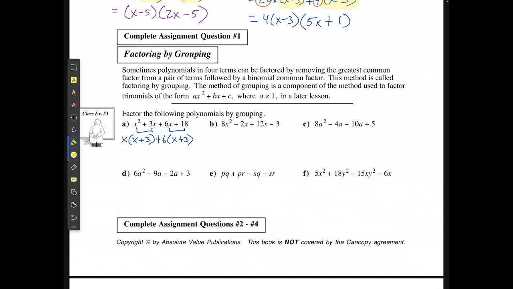Well now, just like in the last examples we saw, x is being multiplied by x plus 3, and 6 is being multiplied by x plus 3. So I can divide both these terms by x plus 3, and then group together what's left, the x plus 6.